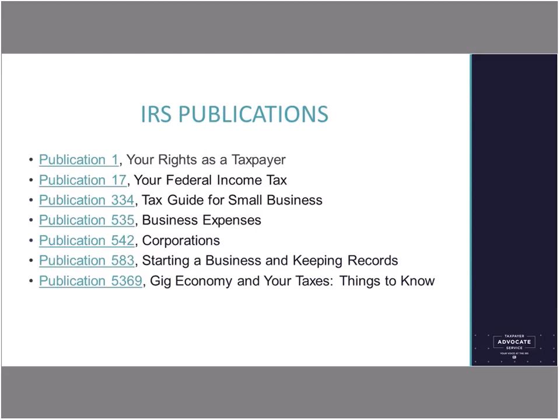334, your tax guide for small business. 535 for guide to business expenses. 542 for corporations. 583 for starting a business and keeping records. And 5369 if somebody does DoorDash, Uber Eats, or some gig type of economy. You know your taxes, know your rights, and what you should save and prepare for.